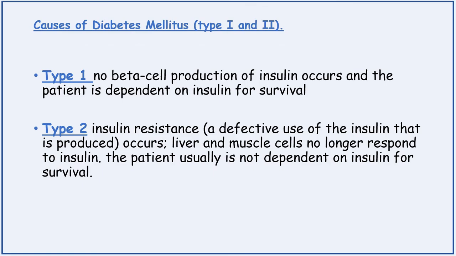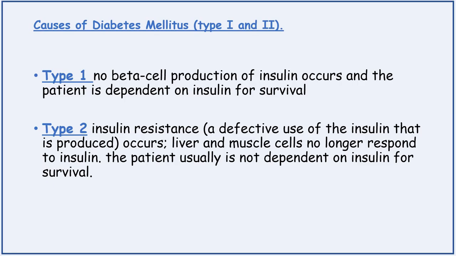Causes of diabetes mellitus, type 1 and 2. So type 1 is where the pancreas does not produce insulin. So the beta cells do not produce insulin. And the patient is dependent on insulin injections for survival or an insulin pump.